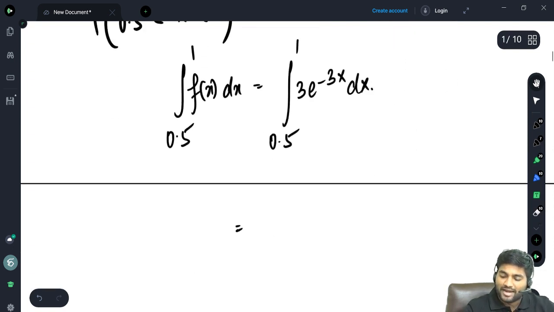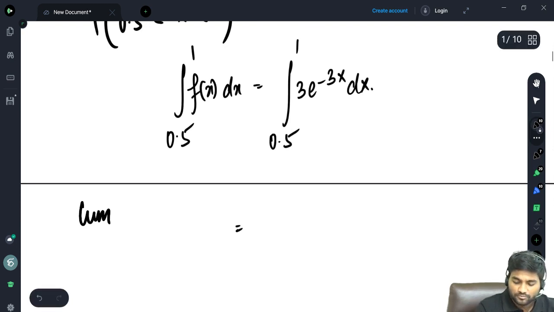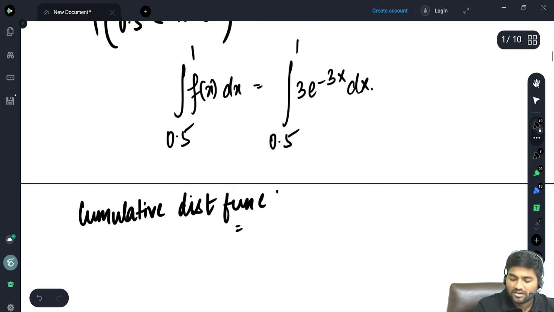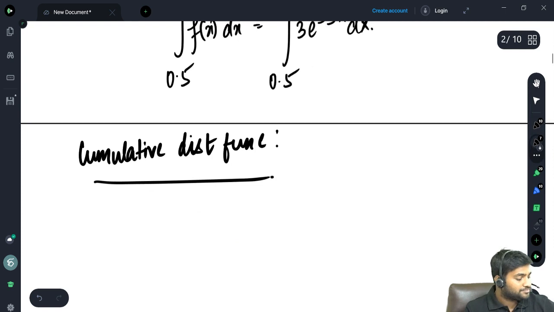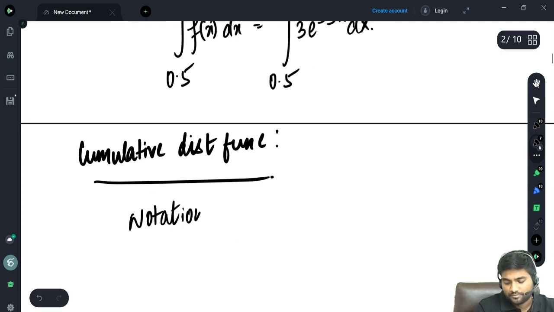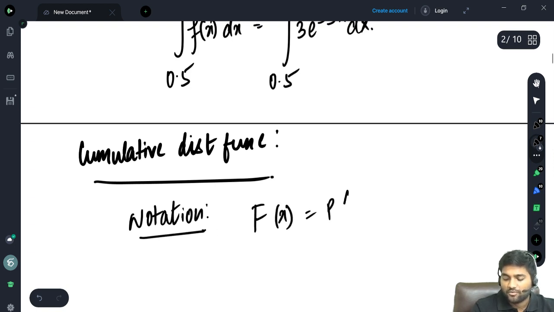Now, next, please put the heading cumulative distribution function. Okay, cumulative distribution function. So, first write down the notation. So, the notation is capital Fx is equal to probability capital X less than or equal to small x.